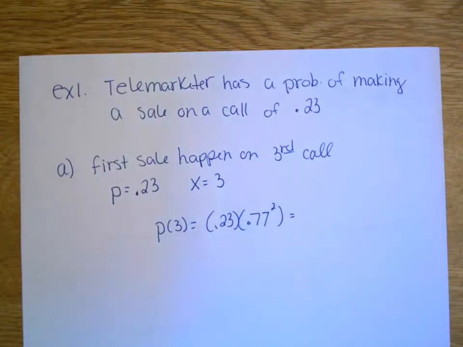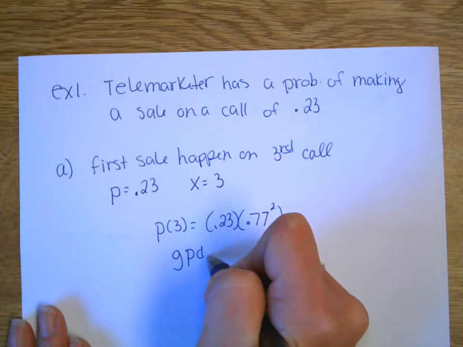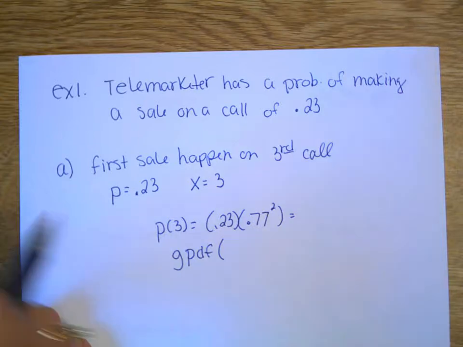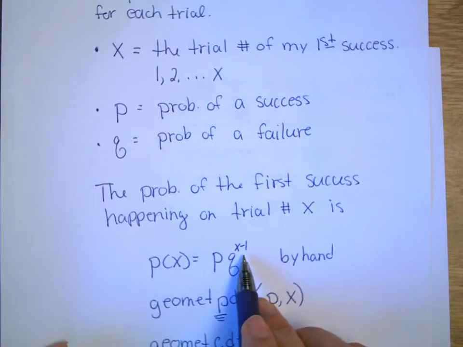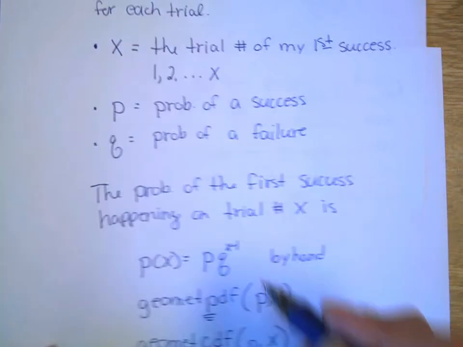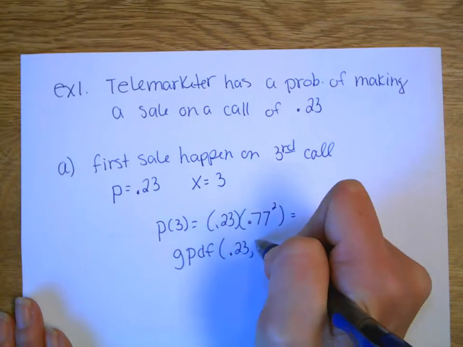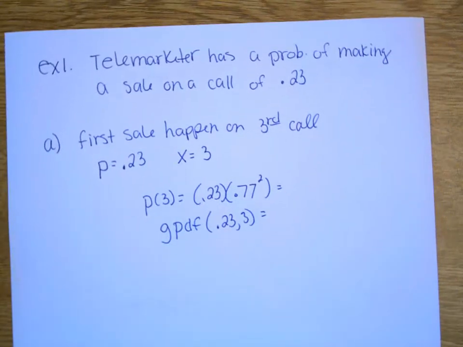Okay, so you can type that in, or you can use the GeoMet PDF. Okay, so it's not 0.23 times 0.77 and then all that squared? No, just the Q is to that power. If it was what you wanted, you'd need parentheses around the P and Q with that thing on the outside. Okay. So this formula is built in where we put 0.23 and 3. Either one, they're both going to get you the same answer. What'd you come up with?